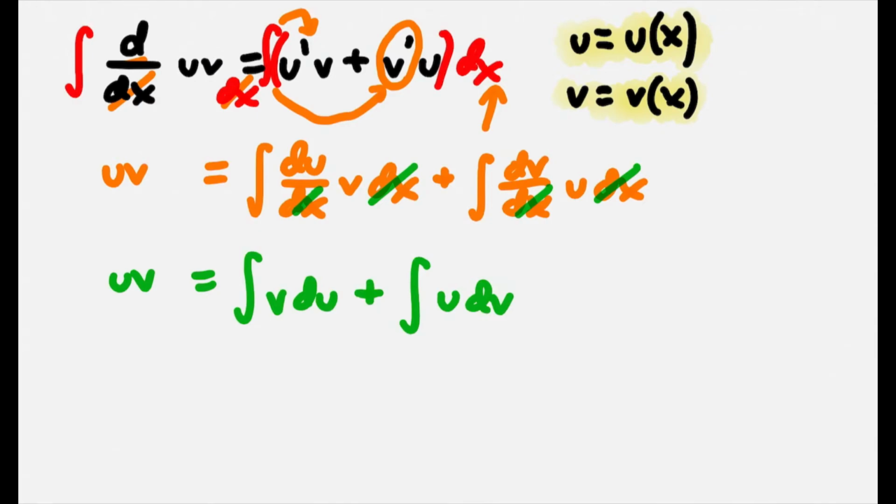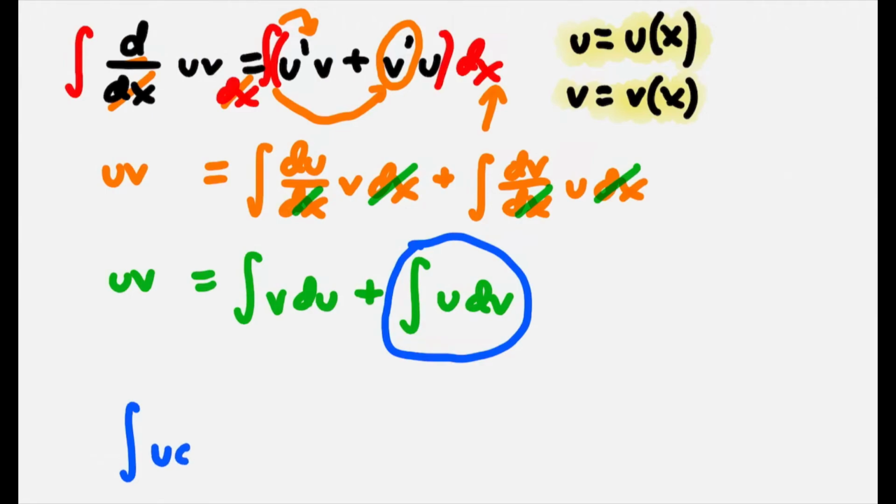The common format for the formula for integration by parts basically solves for this thing right here. So it's written like this: the integral of u dv is equal to uv minus the integral of v du.